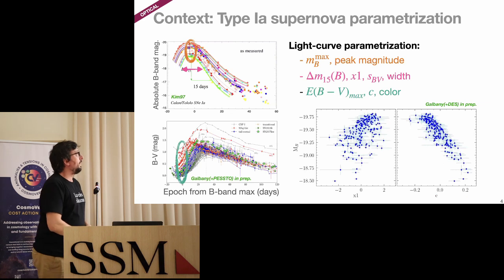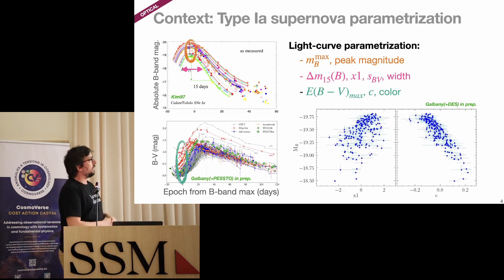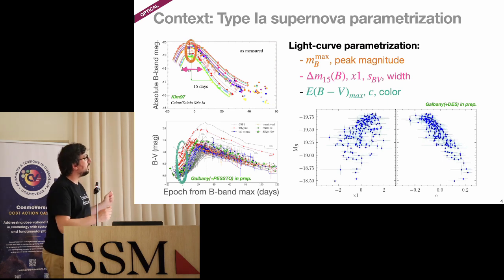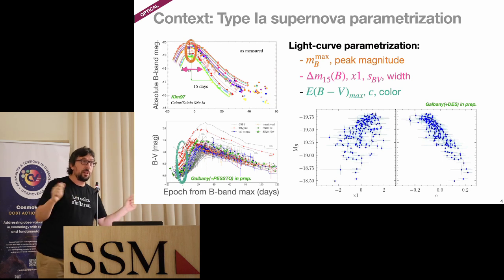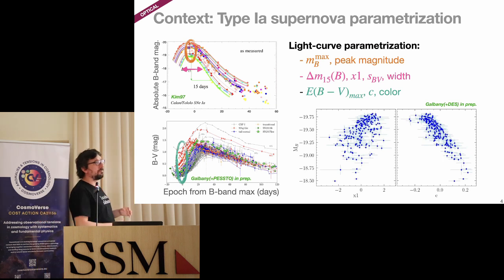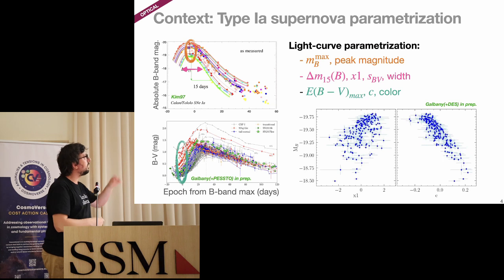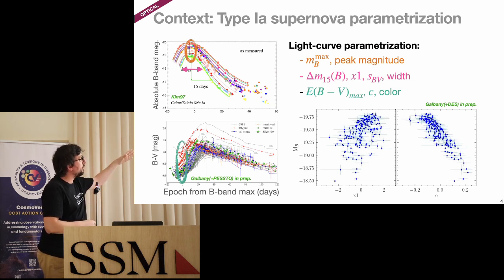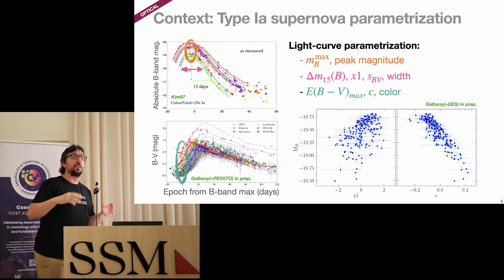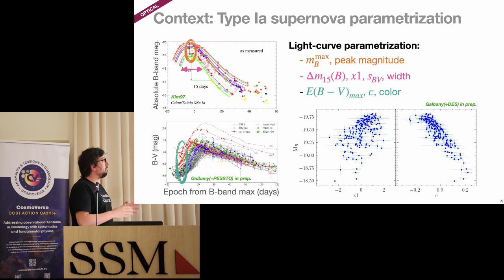So what we do is get the light curve. This is up here on the left. And we parameterize this light curve, getting the peak magnitude, some measurement of the width of the light curve, or brightness decay, if you like. There are several parameters that do that. And from the multivariate light curve, we can plot the color curve down here, and we get an estimate of the color at peak. These are the three main parameterizations.